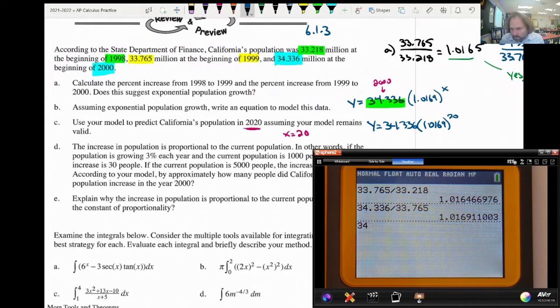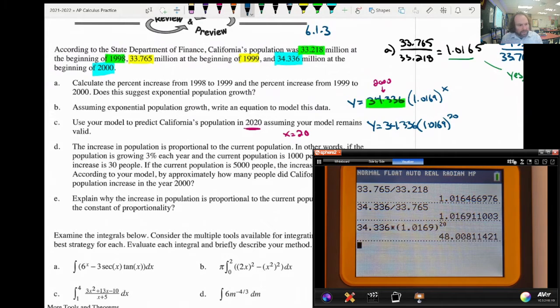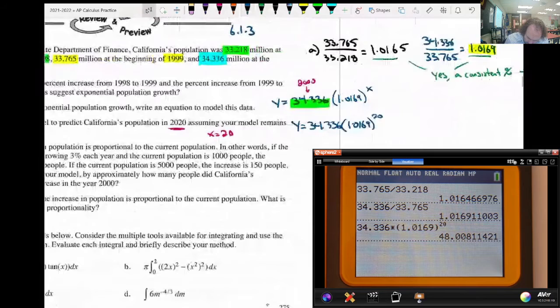So 34.336 times, in parentheses, 1.0169, all raised to the 20th power. It looks like I can expect the population to be about 48 million people. That's a pretty reasonable thing. It's about 48 million. Looking at the published answer guide, they have about 47.8 million from their model, so we're about the same.